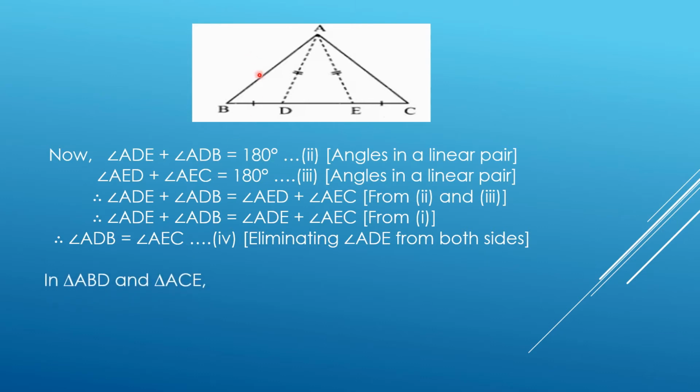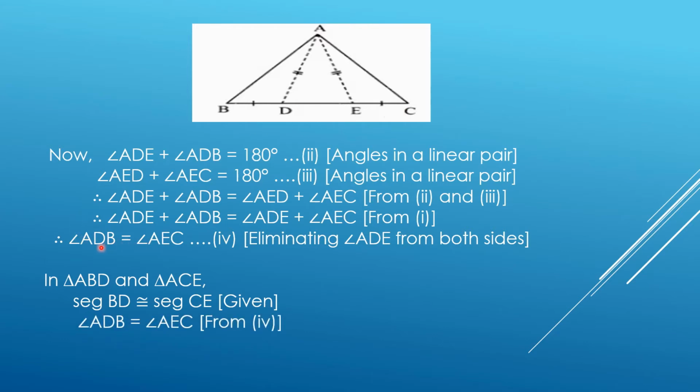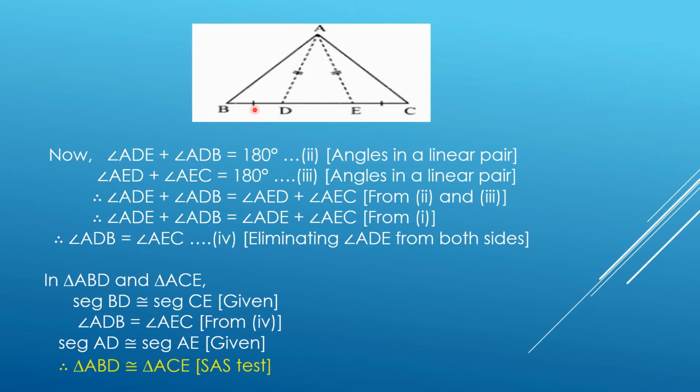And now I am taking the two triangles ABD and ACE. Which are the congruent parts? Segment BD congruent to segment EC, and from equation 4, angle ADB congruent to angle AEC, and segment AD congruent to segment AE. Therefore, by the side angle side, SAS test, triangle ABD congruent to triangle ACE.